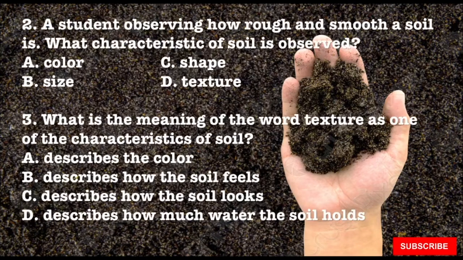Number 2, a student observing how rough and smooth a soil is. What characteristic of soil is observed? A. Color. B. Size. C. Shape. Or D. Texture. Number 3, what is the meaning of the word texture as one of the characteristics of soil? A. Describes the color. B. Describes how the soil feels. C. Describes how the soil looks. Or D. Describes how much water the soil holds.